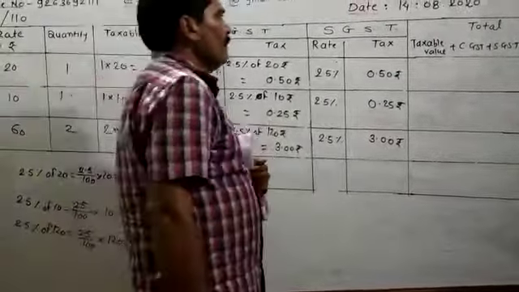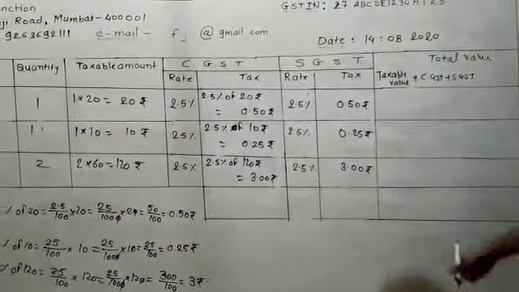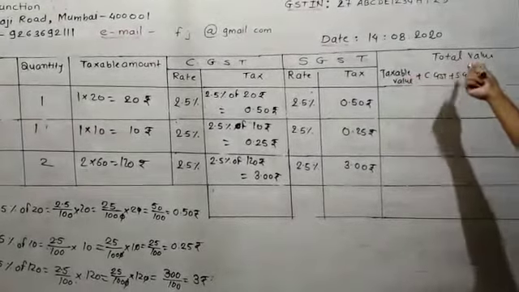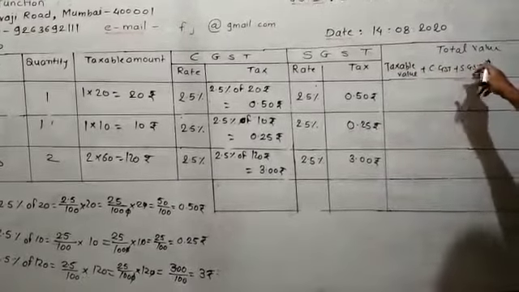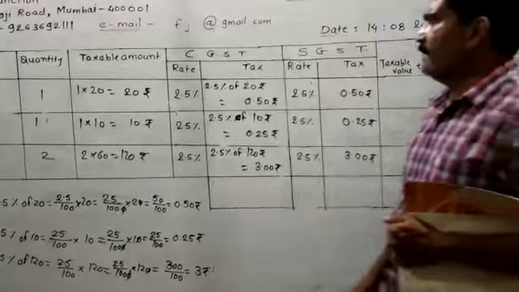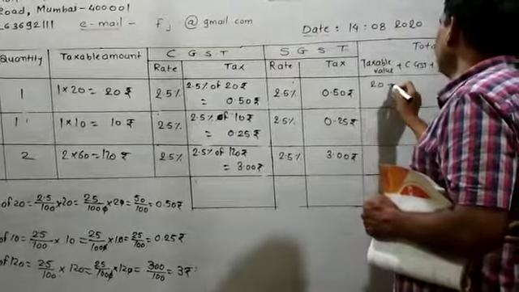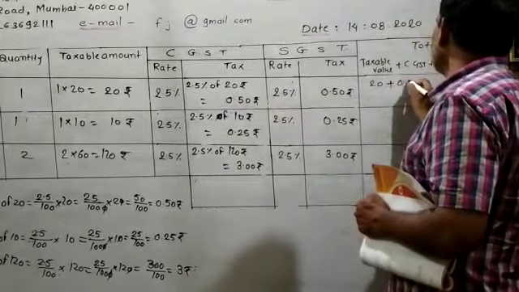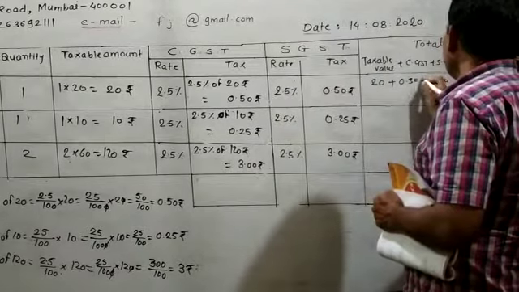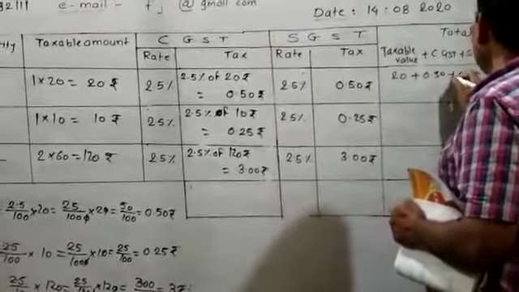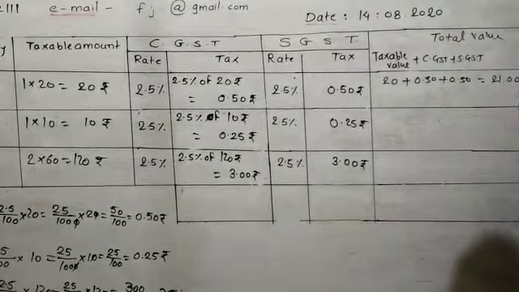Then we have to find out the total value. Total value includes the taxable value plus CGST plus HGST. Then the taxable value of coffee is 20 rupees, plus CGST is 50 paise and HGST is 50 paise. If you add this, the total value of the coffee will come 21 rupees, 21.00 rupees.